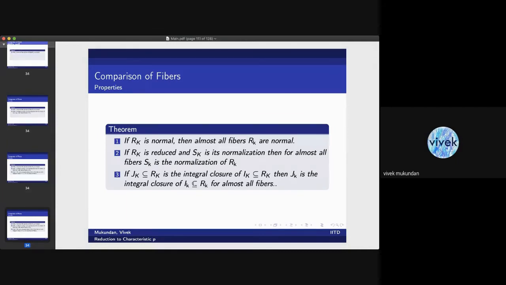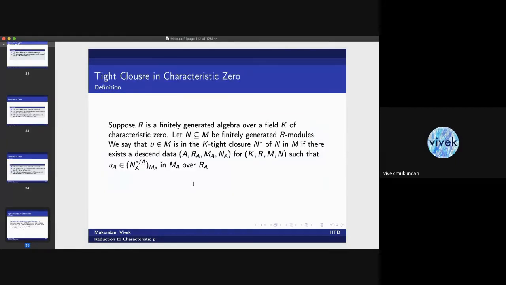So one small thing, I have a couple of minutes more. But this is something we're going to be using in the next talk. So I just want to quickly define what tight closure in characteristic 0 also means. So if R is a finitely generated algebra over a field K of characteristic 0, and N is contained in M, finitely generated R-modules, we say that u is in the tight closure of N if there exists a descent A, R_A, M_A, N_A of K, R, M, and N, such that u_A is in N_A star in M_A over A.